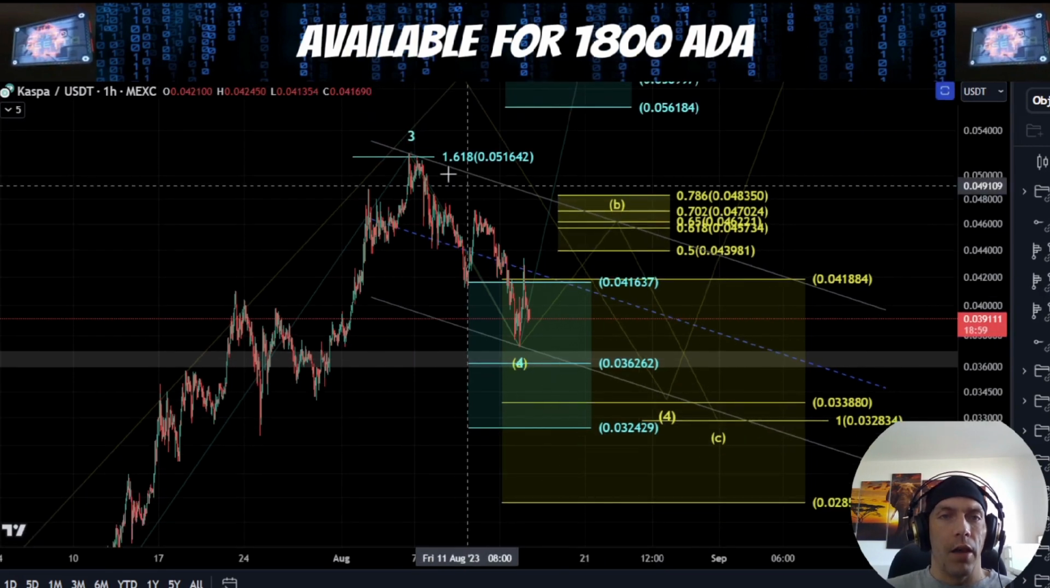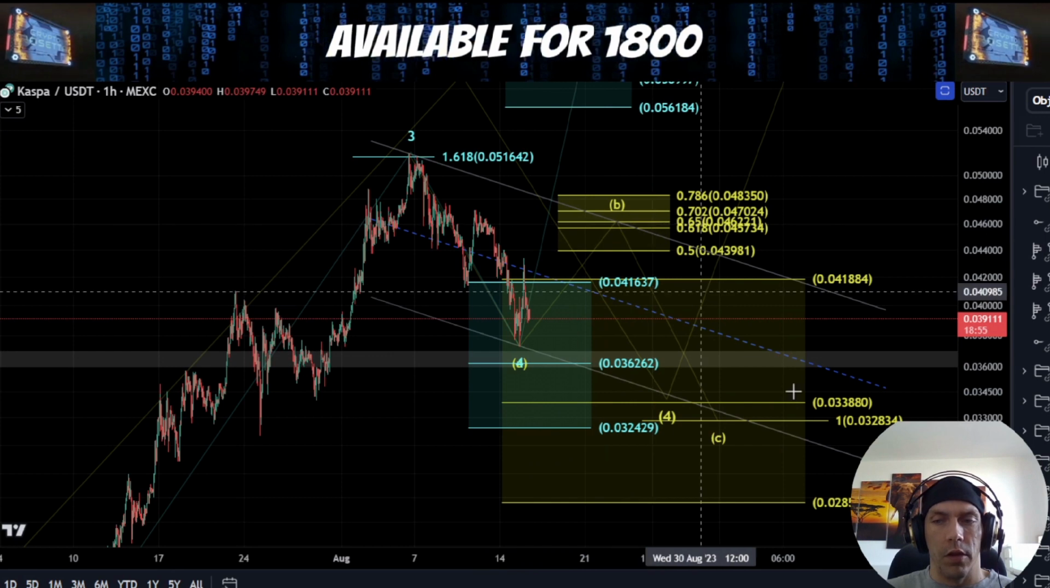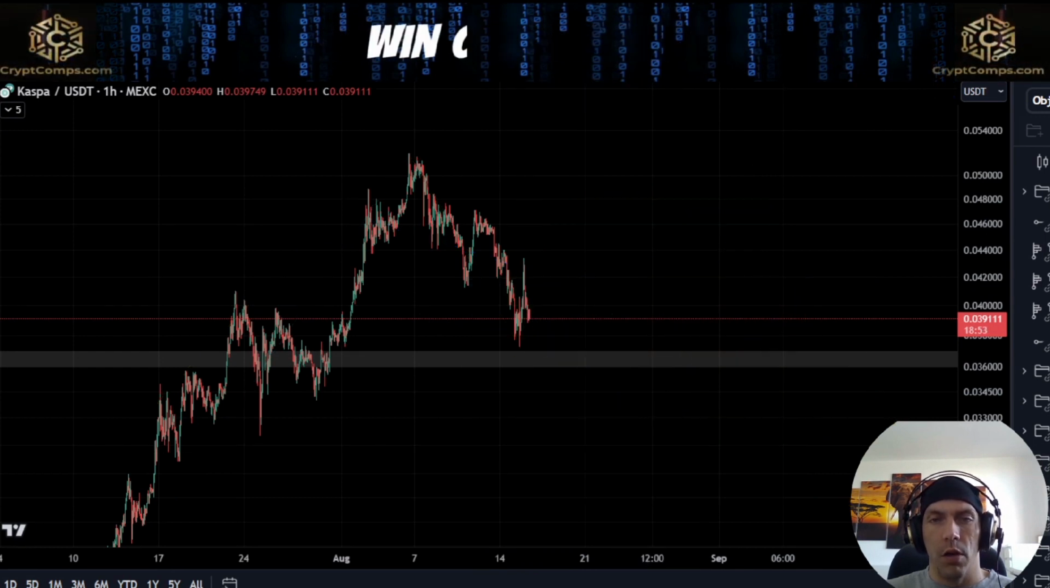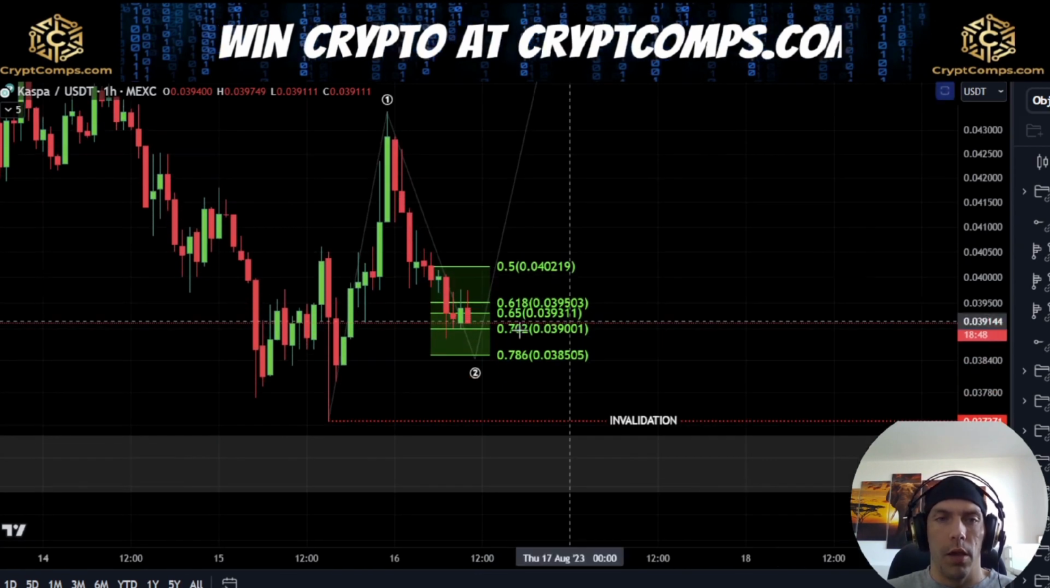Until it does actually start to give us nice clean impulsive structure, we need to be careful of this idea of this extending sideways. Now, if we are going to argue that this is looking to break out, what I would be looking for here internally.